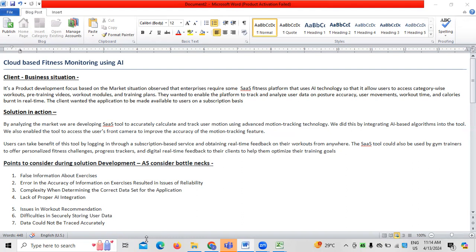Second, solution in action. Now, what kind of solution are we trying to understand? By analyzing the market situation, we are developing a software as a service tool, which is a cloud application, as I stated earlier. Majorly it accurately calculates and tracks user motion, right, using advanced motion tracking technologies. Here we are integrating AI-based algorithms, because we are implementing artificial intelligence and machine learning techniques, using tools like Amazon SageMaker and so on.